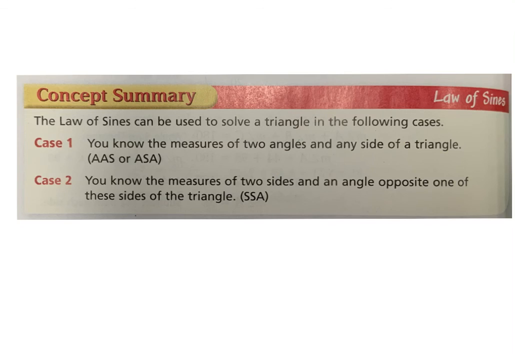It's a lot easier. The law of sines can be used to solve a triangle in the following cases. You know the measure of two angles and any side of the angle. Look what they referenced: angle, angle, side, or angle, side, angle. You know the measures of two sides and an angle opposite one of the sides. This is not a theorem, but it doesn't matter what you have. As long as you have at least one side and the angle opposite that side, you can solve that triangle with the other things that you have. At least one side and one angle opposite that side, and you have one other piece of information in that entire triangle, you can solve it. All right, that's what you need to remember.